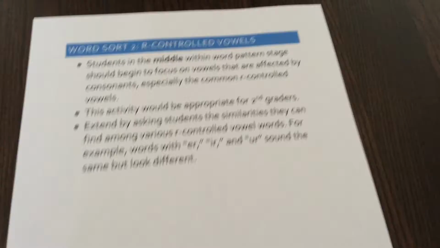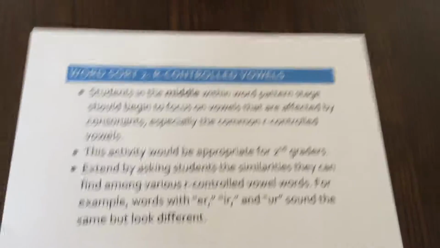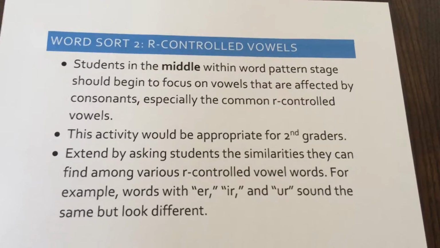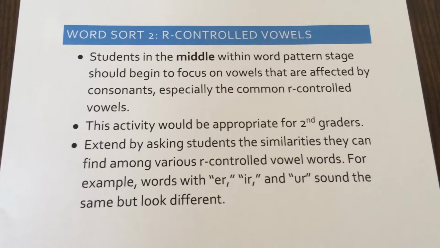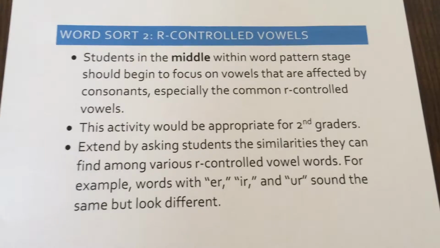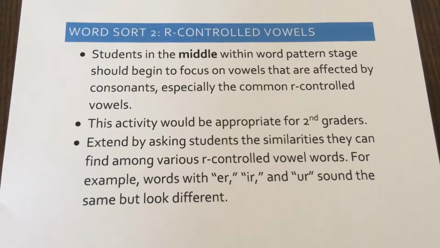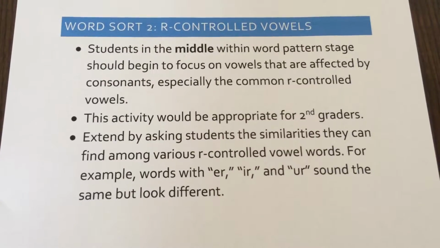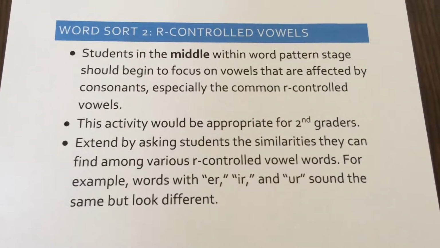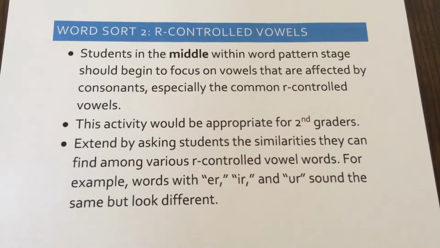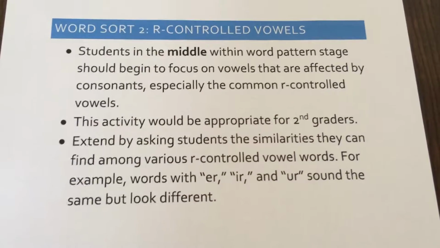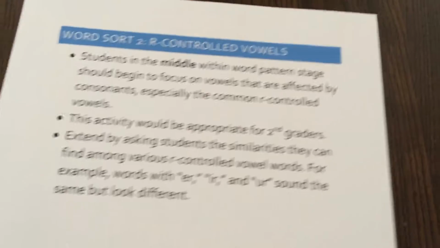My next activity is the R-controlled vowel word sort. So students in the middle within word pattern stage should begin to focus on vowels that are affected by consonants, especially the common R-controlled vowels. This activity would be appropriate for second graders, and you can extend this activity by asking students the similarities they can find among the various R-controlled vowel sounds. For example, the words with ER, IR, and UR sound the same but look different.